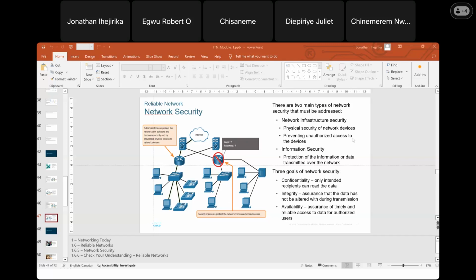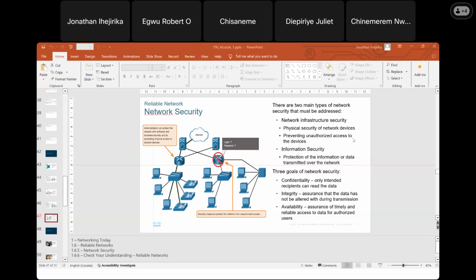The next one is information security: protection of the information or data transmitted over the internet. You can see here the two important features of the network security concept. We should be able to protect the infrastructure and also protect the information being transmitted.